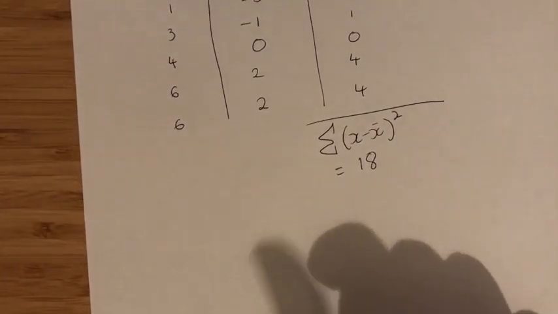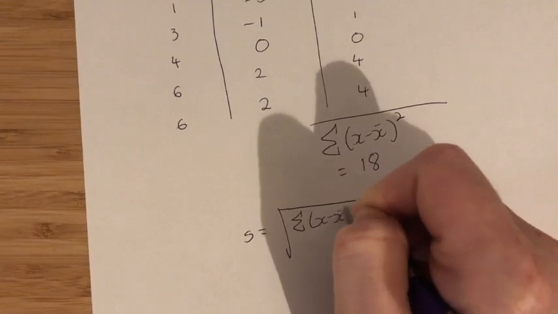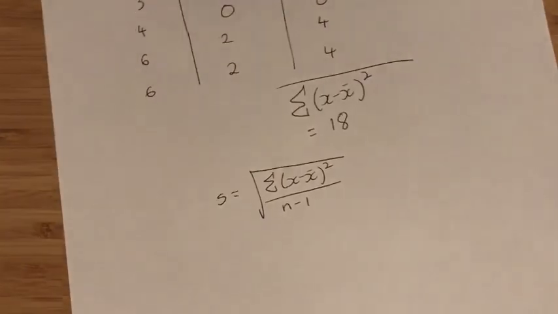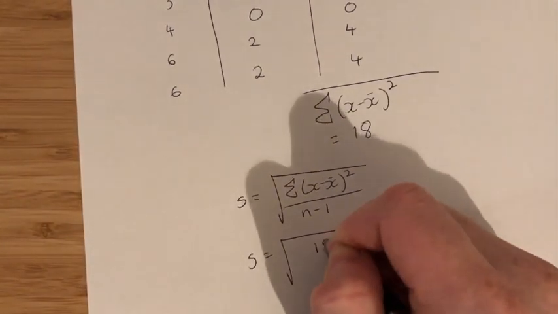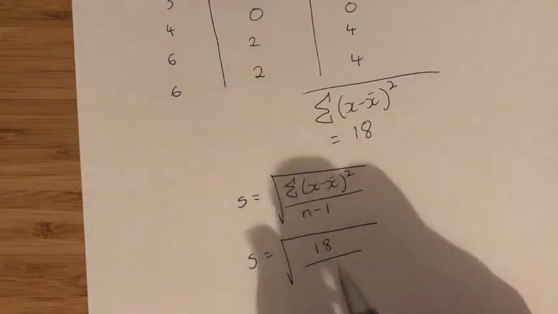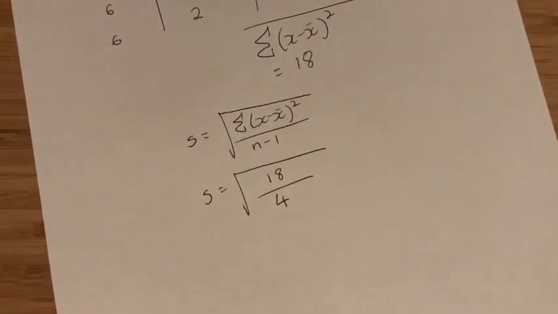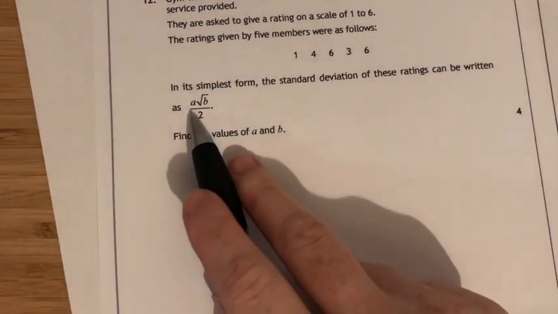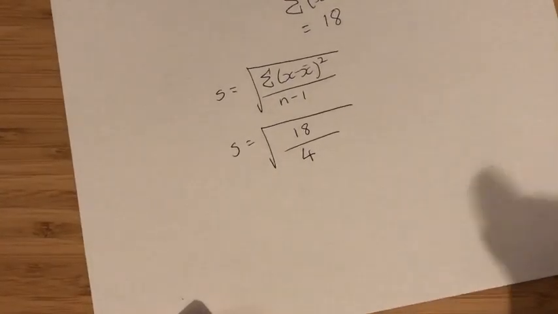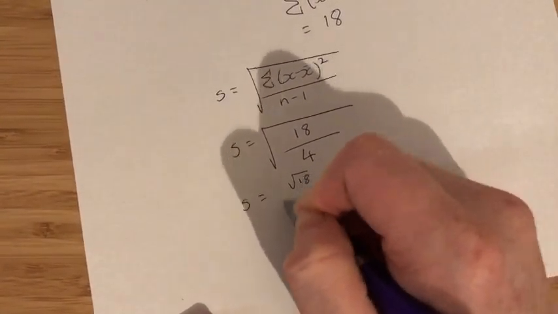Right, copying down the formula from the formula sheet. Standard deviation equals the square root of the sum of x minus the mean all squared over n minus 1. So standard deviation is the square root of, we've worked out that this is 18, over n minus 1, n is 5, so that is 4. So now if we go back to the question, we want it in the form a square root of b over 2. So we're starting to go into some of our surds stuff as well here. So we know that this then becomes the square root of 18 over square root of 4.